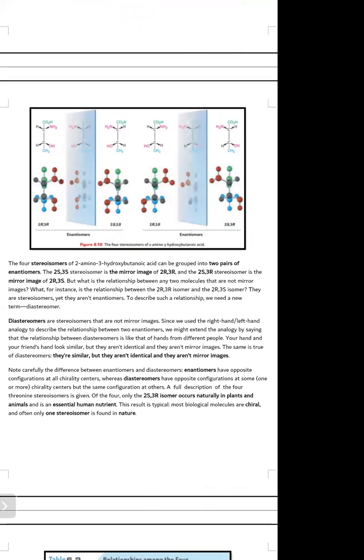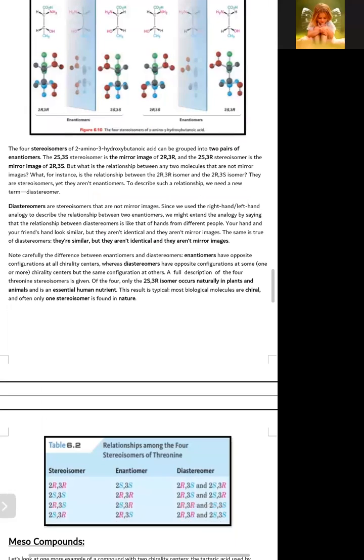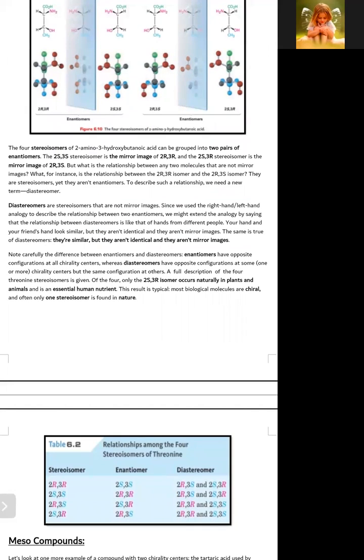This is the example: 2R3R and 2S3S. These two molecules are mirror images of each other, and these two molecules are not superimposable, and 2R3S and 2S3R are the enantiomers of each other. The four stereoisomers of 2-amino-3-hydroxybutanoic acid can be grouped into two pairs of enantiomers. 2S3S is the mirror image of 2R3R, and the 2S3R stereoisomer is the mirror image of 2R3S.